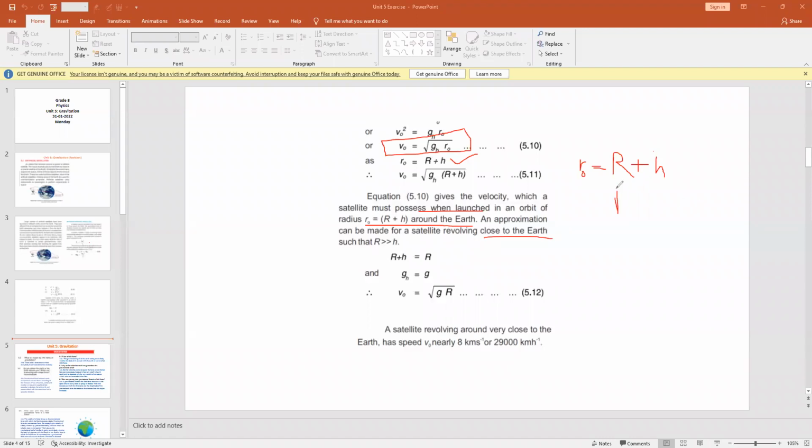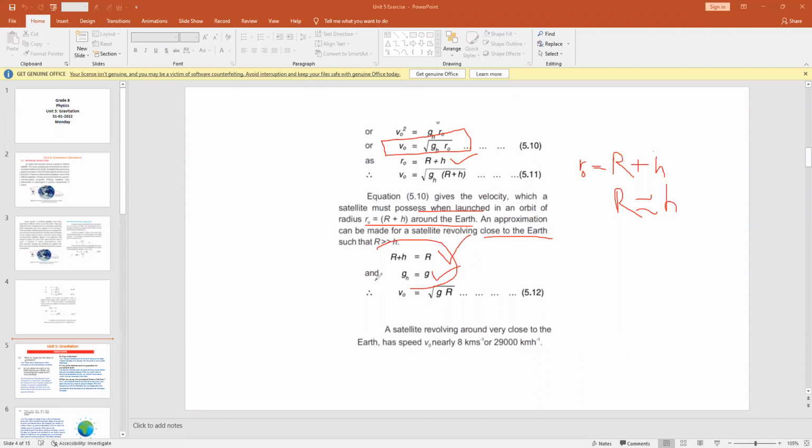This r is equal to this h, right? Because it is very close to the earth, there will be no altitude, meaning there is no h. So we just consider r plus h is equal to r. And obviously when it is very close to the earth, the gravity will also become g, because on the earth the gravity is g, that is equal to 10 meter per second square, and it is very small as compared to the height, right?